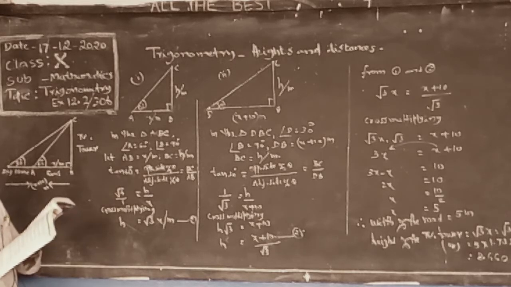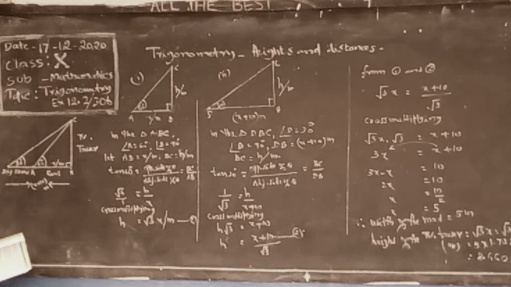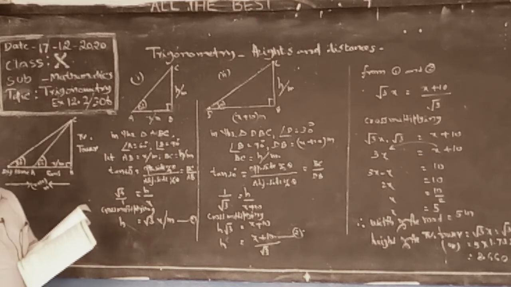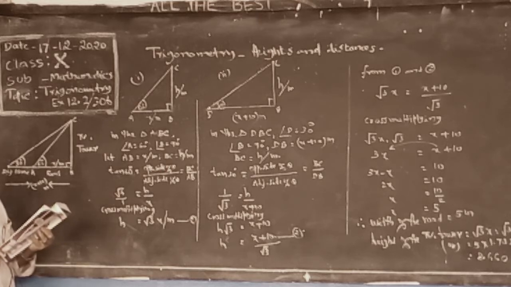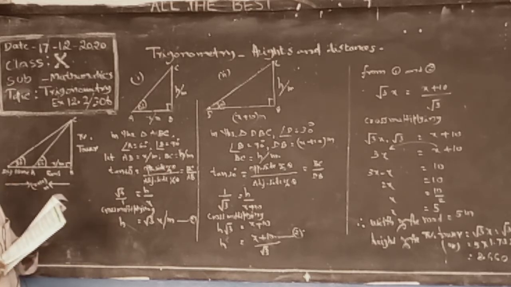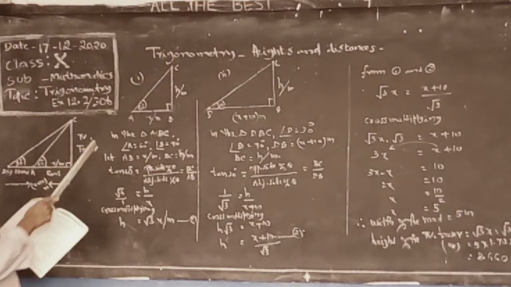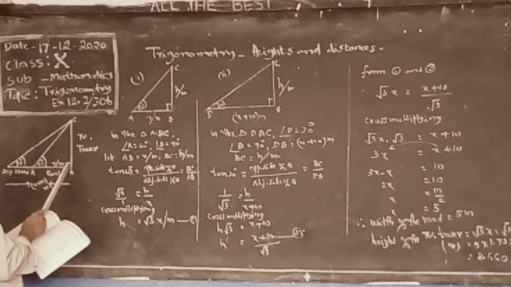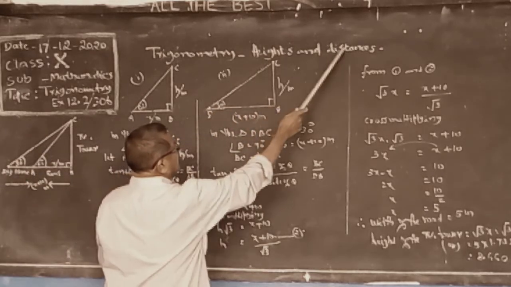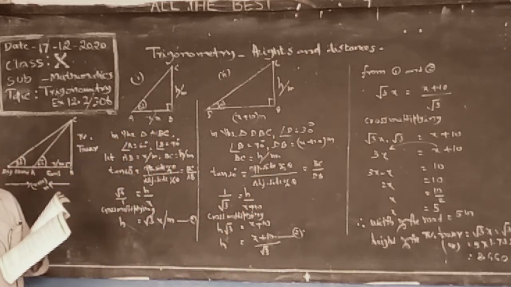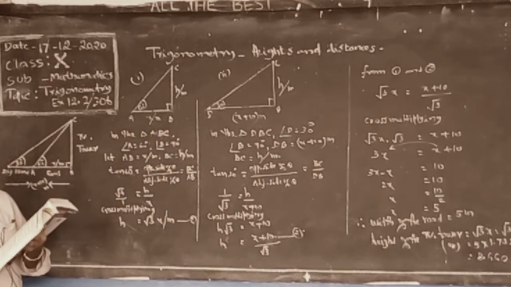Now, the second question. Please note down. It is very clear. In the problem, there are two angles. Two angles means definitely there will be two triangles. You write the triangles, write the measurements, then use the trigonometric ratios, then find the height and distance. The name of the chapter is finding heights and distances. This is an application of trigonometry.